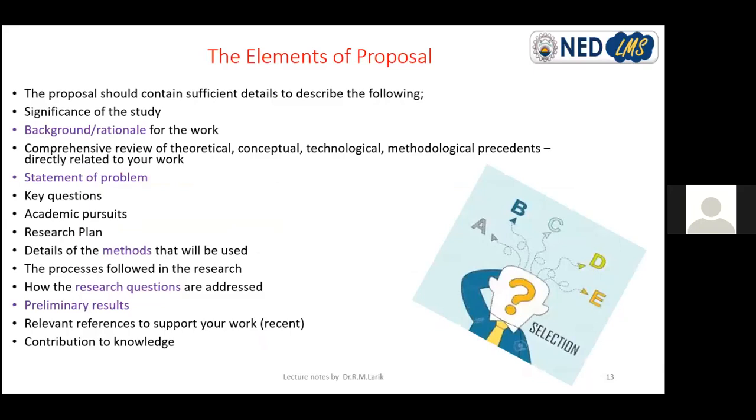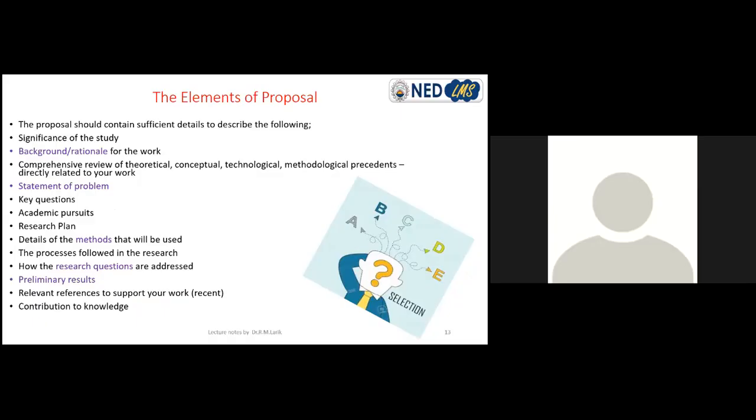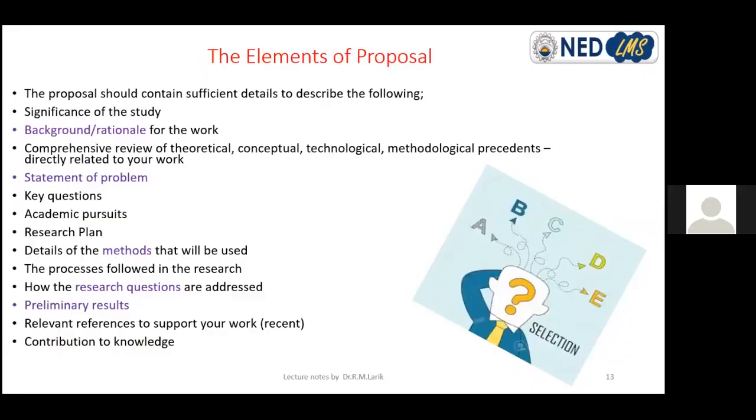So there are some elements of the proposal. You need to have the significance of your study: why your study is important, what is the significance of this research, why you are doing such and such things, what are the incentives of those things, right? What problem comes out from your problem? How do you get the problem from the literature, right? The key questions, the academic pursuits, the research plan, the methods, right? And the research questions which are addressed, and addressed properly.